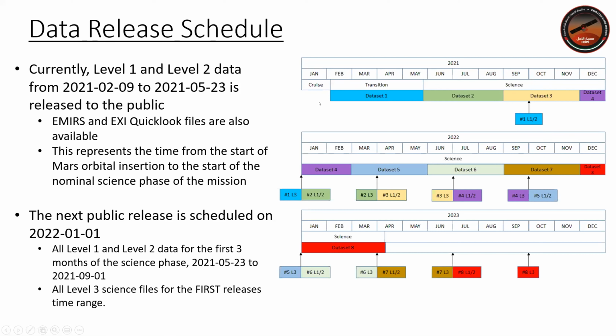The next release will occur January 1st, and that will contain the level 3 files from the first data set, from the transition period. In addition, that release will also contain the level 1 and level 2 files for the first 3 months of the science phase of the mission, extending from the end of May to the very end of August. Then the releases at that point are staggered. Every 3 months, you'll see level 1 and level 2 data from the previous 6 to 3 months, and then you'll see the level 3 data show up from the previous 9 to 6 months. And that continues on for as long as the mission is operational.